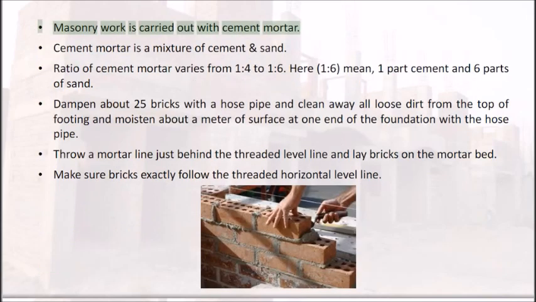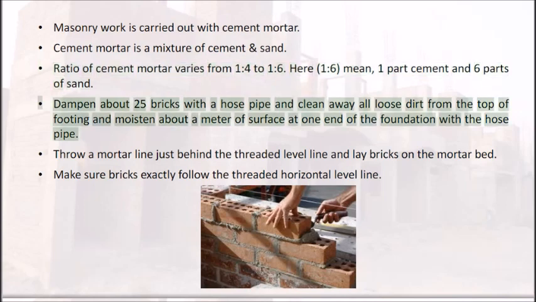Masonry work is carried out with cement mortar. Cement mortar is a mixture of cement and sand. Ratio of cement mortar varies from 1:4 to 1:6. Here, 1:6 means 1 part cement and 6 parts of sand.